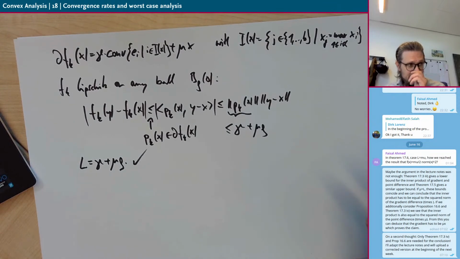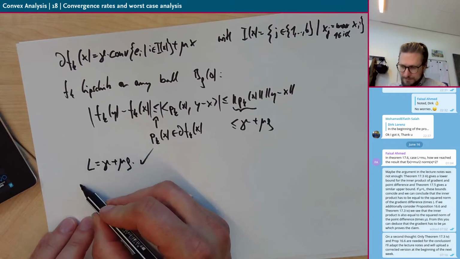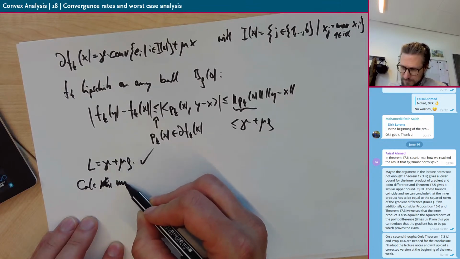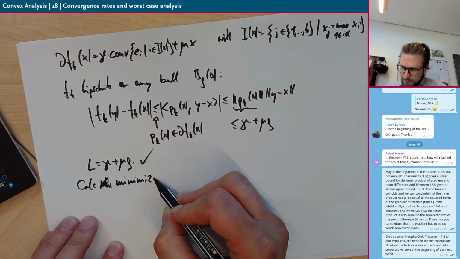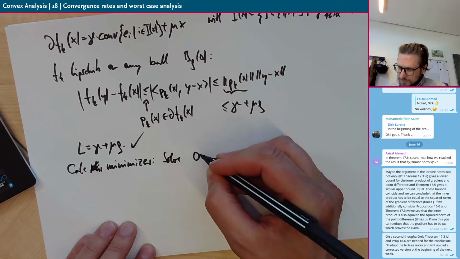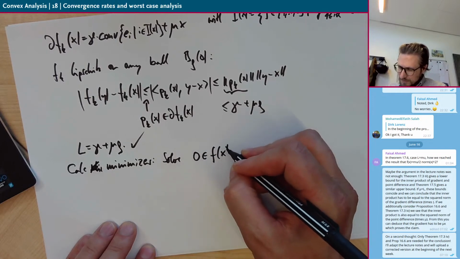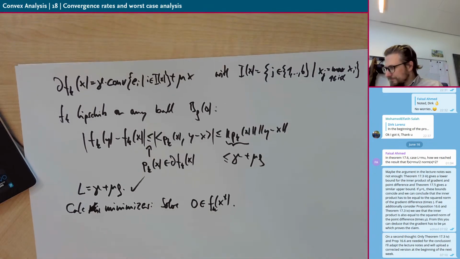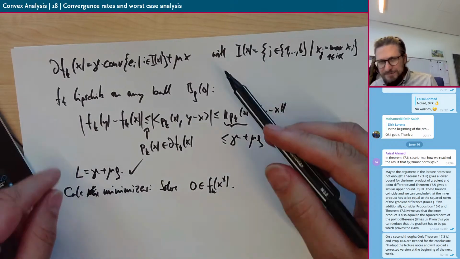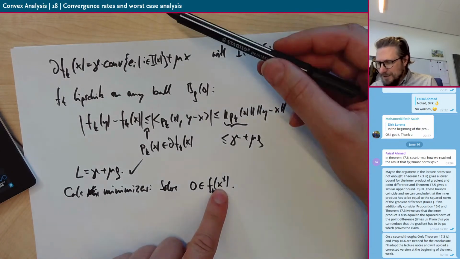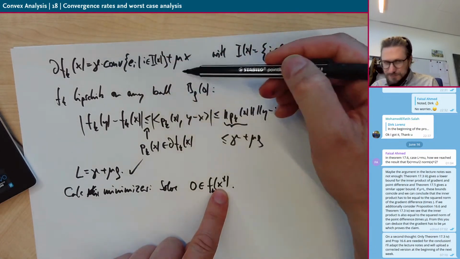So let's see, what's the minimizer? So we calculate the minimizer now. So how does that look like? Which means you want to solve the inclusion 0 in the subgradient of fk at x star. If you look at that, I would say you need some careful inspection, just by looking at it hard enough. How can that be, that some x star gives you 0 here?